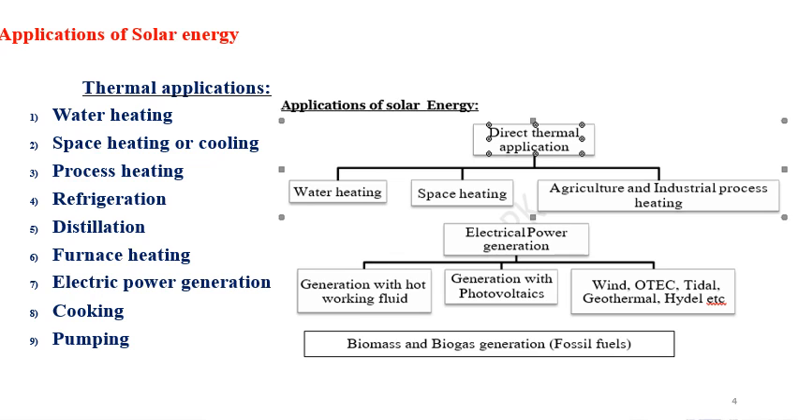Based on the above classification, direct solar energy applications are discussed in this particular video, which are solar water heating, solar space heating or cooling, solar thermal electric conversion, solar photovoltaic electric conversion, solar distillation, solar pumping, solar refrigeration, agricultural and industrial process heat, solar furnace, solar cooking, solar pumping, etc.